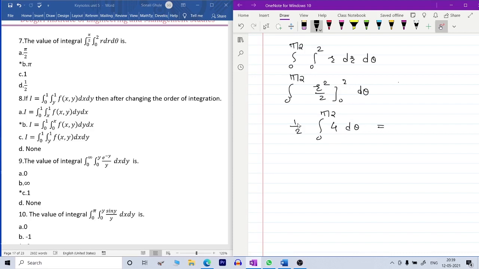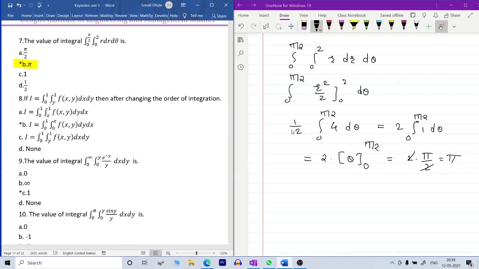So if I take this 4 outside the integration, it will be 2. And remaining is 0 to pi by 2, 1 d theta. So we get here integration for constant. It is with respect to theta. So it is theta 0 to pi by 2, and applying here limits again. So we get here pi by 2 minus 0, it is only pi by 2. 2 to get cancelled. So your final answer is pi only. So as you can see, your option is B.